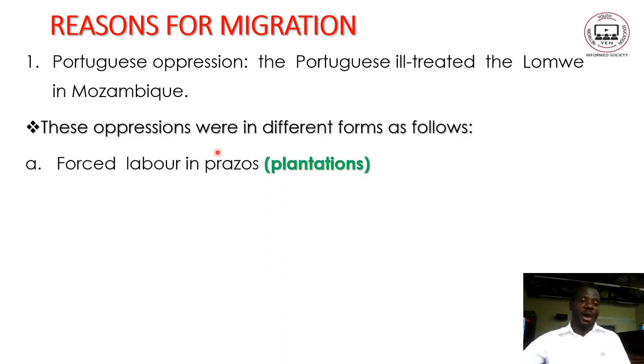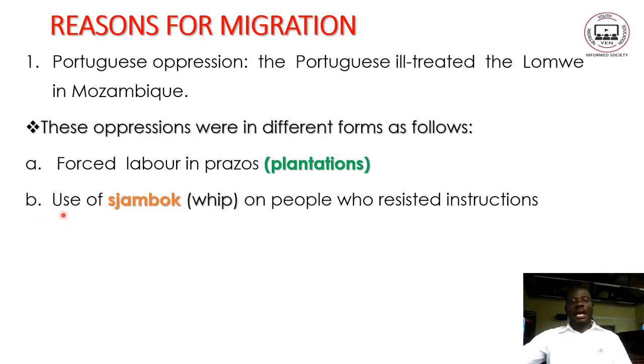How? Number one, there was forced labor in prazos. The prazos are the plantations. It can be a maize plantation, it can be a sisal plantation, and many other crops that were grown by the Portuguese there. So the Portuguese were forcing the Lomwe to work in their plantations, which were called the prazos.